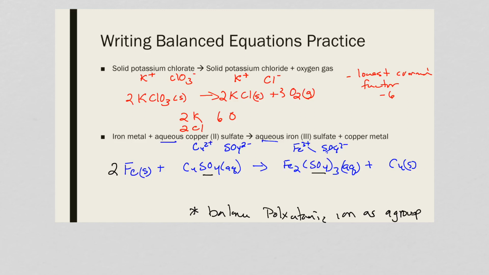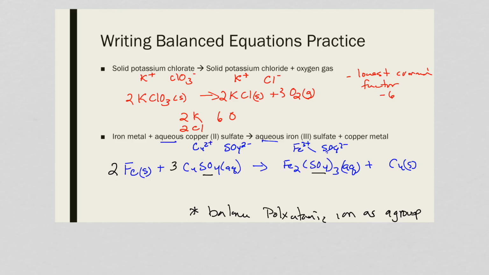So let's look at that. So we have 1 sulfate over here, and we have 3 sulfates over here. So if I put a 3 here, that will give me 3 sulfates on both sides. Now, of course, that also changed the copper. So now I have 3 copper. So I go back to here.